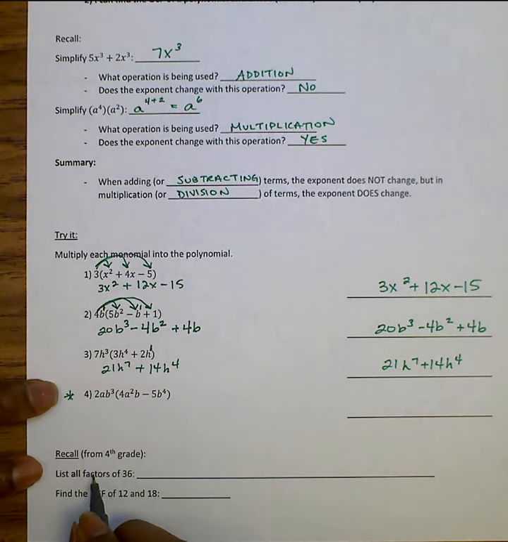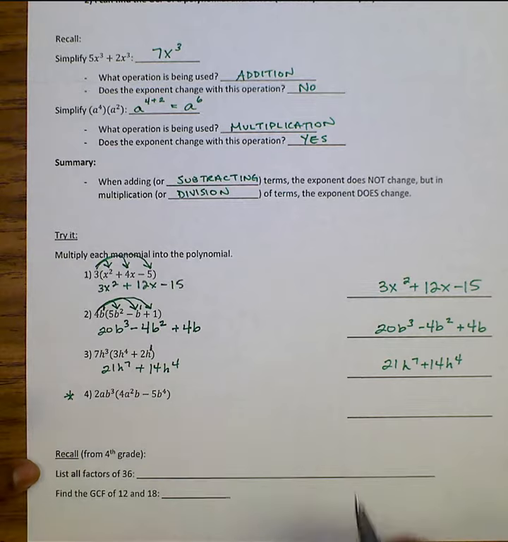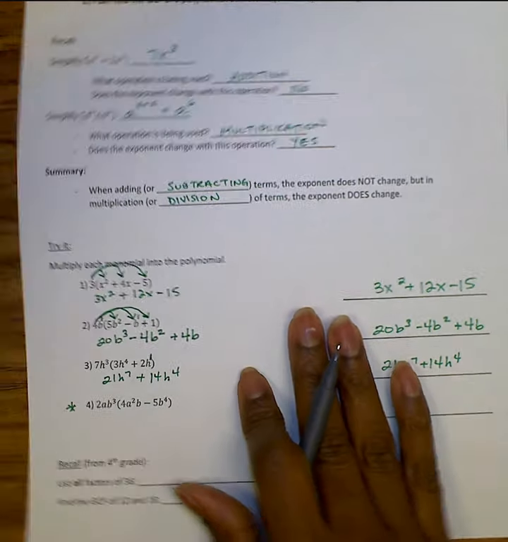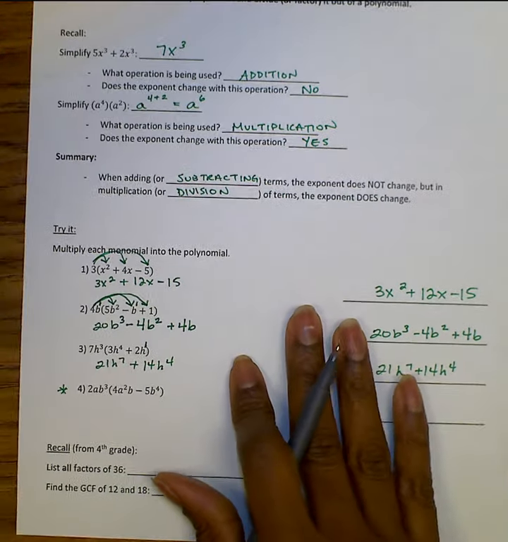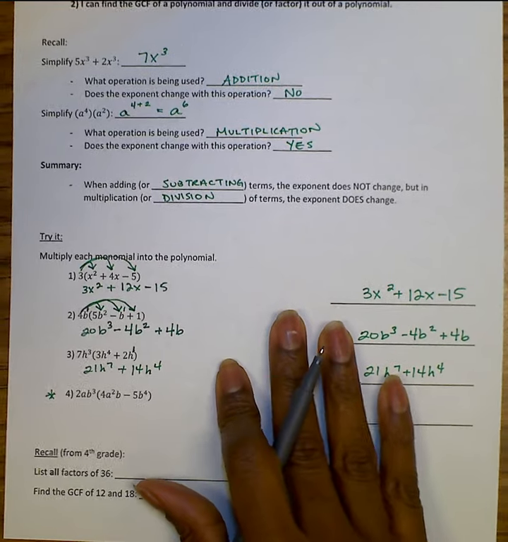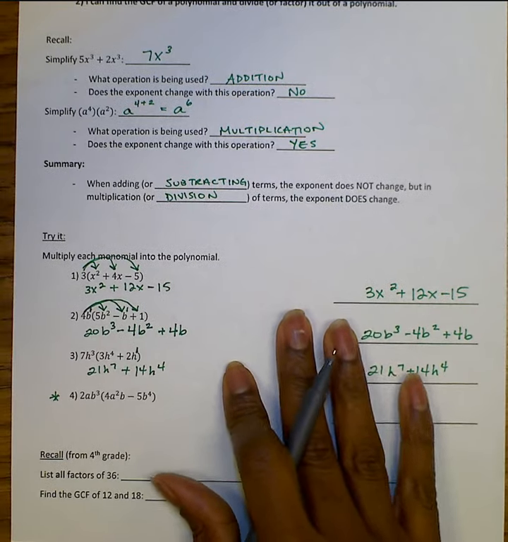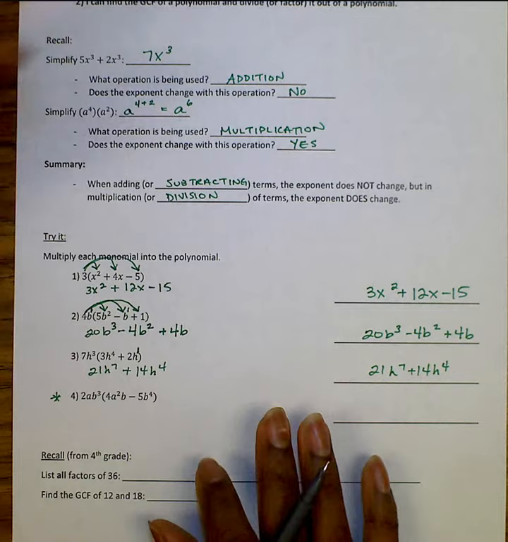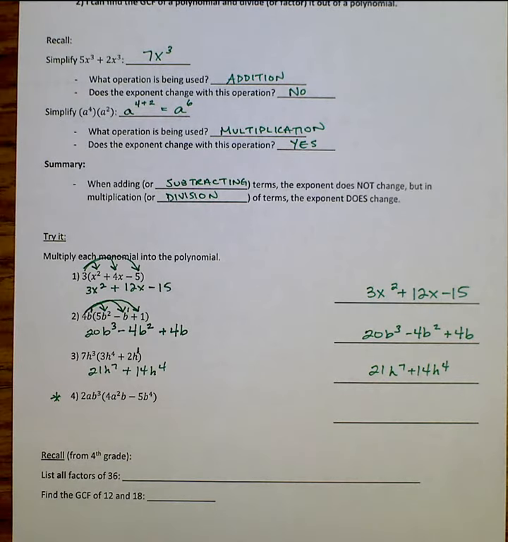So, recall from 4th grade. This is stuff that you should have learned in 4th grade. We're just kind of bringing it out so we can use it here. Alright. So, list all the factors of 36. Remember, factors are numbers that we can multiply to get to 36.